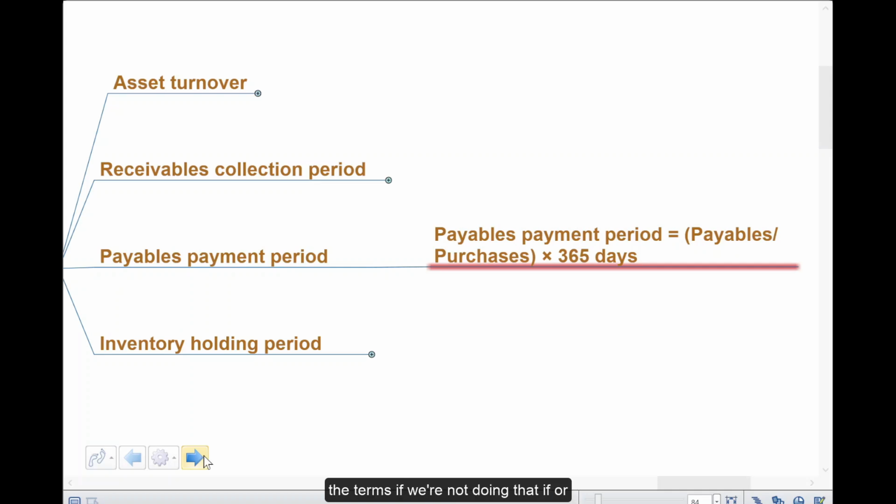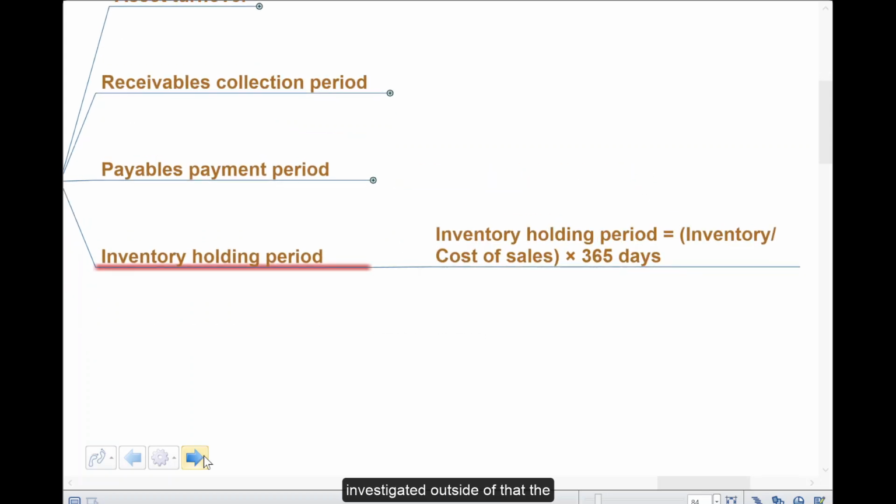If we're not doing that, if our payables payment period is increasing rapidly, we know we're getting slower and slower and slower at paying our suppliers. Why? Is it that we have a cash flow problem? Perhaps this needs to be investigated. Outside of that, the inventory holding period.